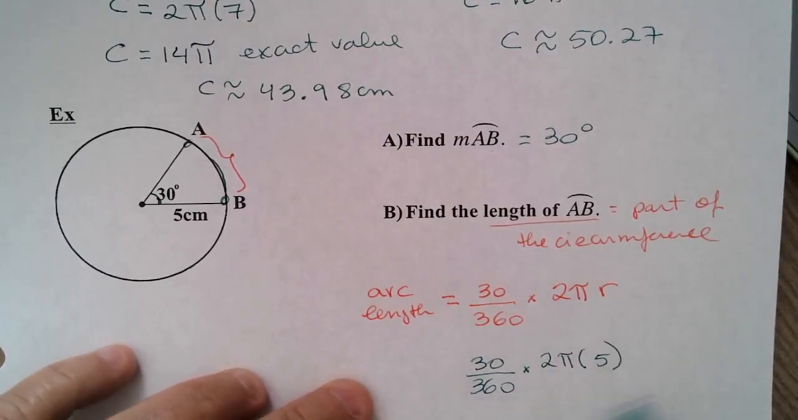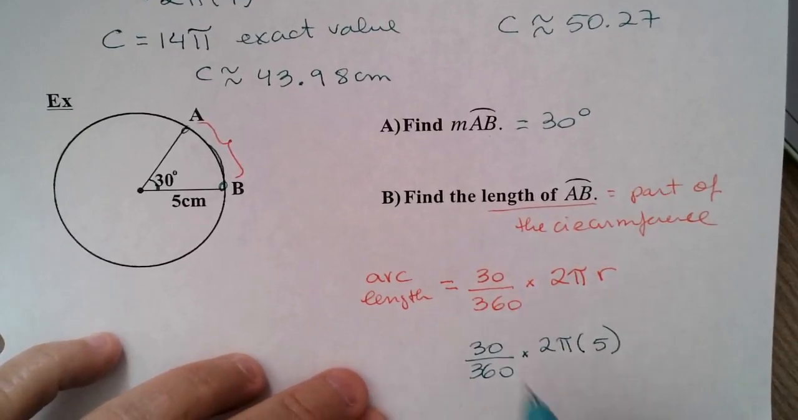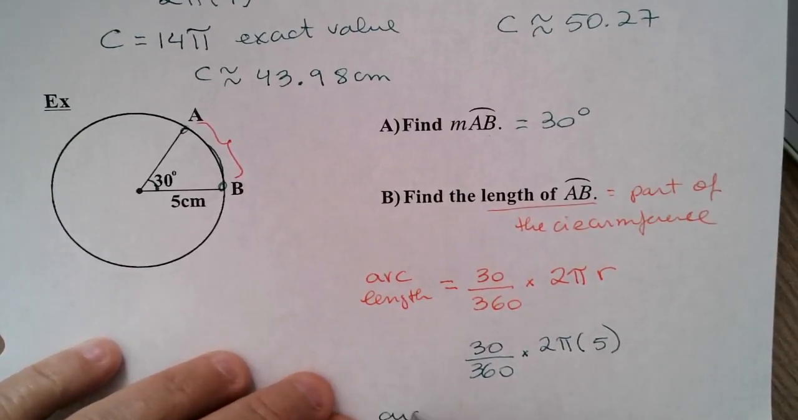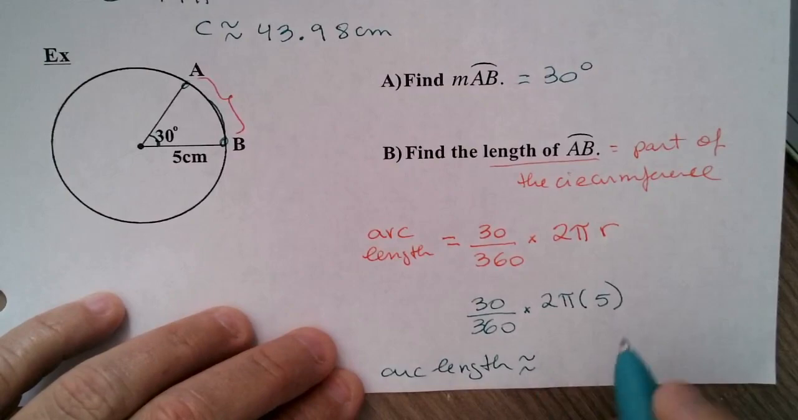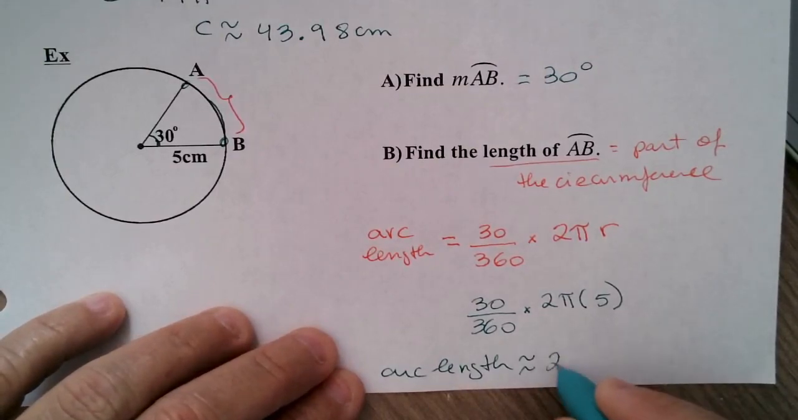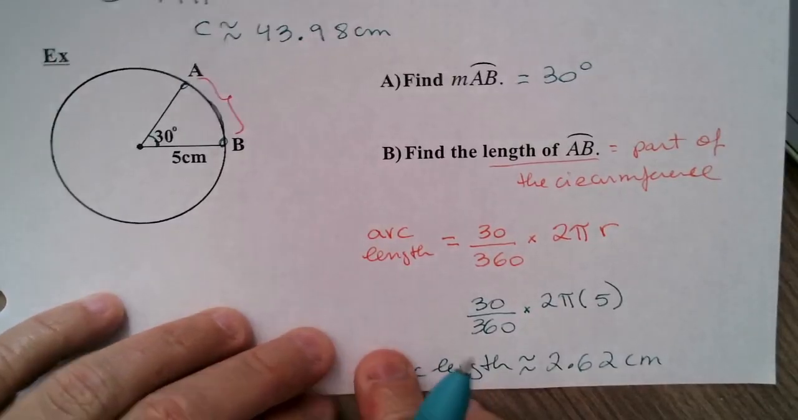Now, what I want you to do is not to worry about this. Just plug this straight into the calculator. You put it exactly like that, and then you get just the final answer. You don't have to worry about messing anything up in the middle. So the arc length here is approximately 2.62 centimeters.